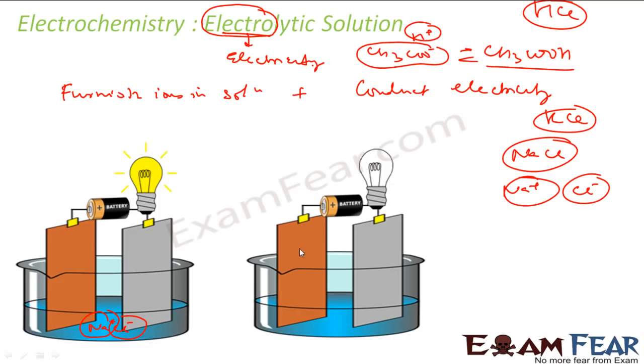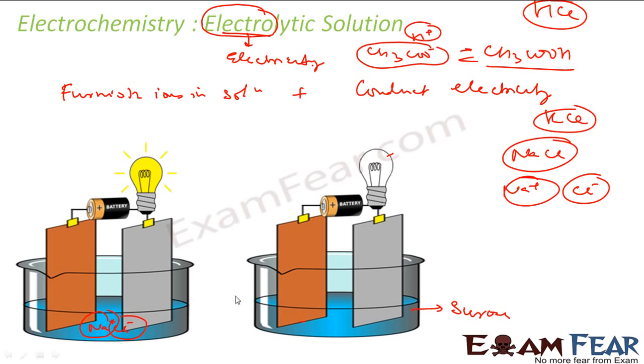On the other hand, substances that do not furnish ions and do not conduct electricity are called non-electrolytes. For example, other examples are benzene and carbon tetrachloride. One example is sugar. You take water and put some sugar in it, and then you create a circuit like this. Then you will see that the circuit is not complete and the bulb will not glow.